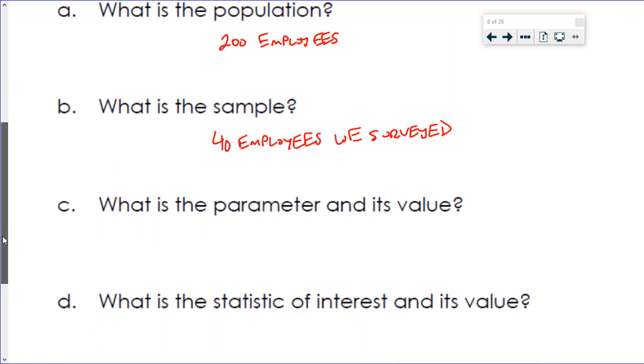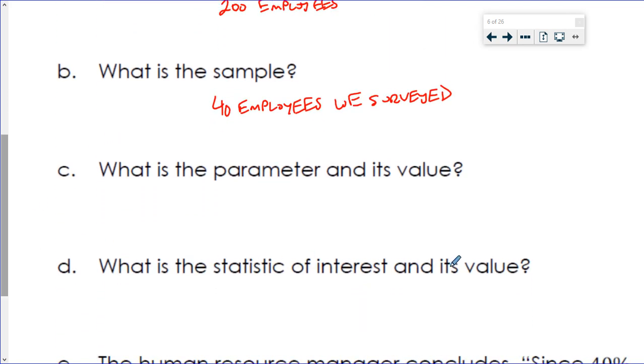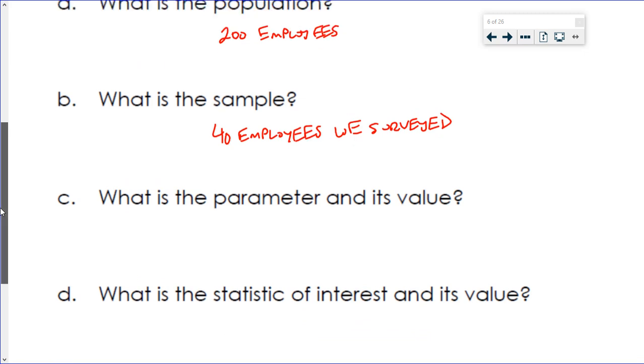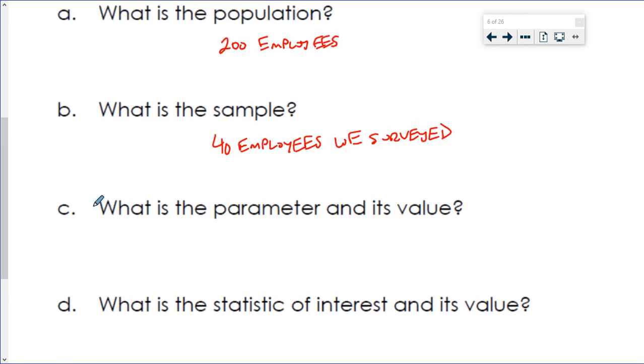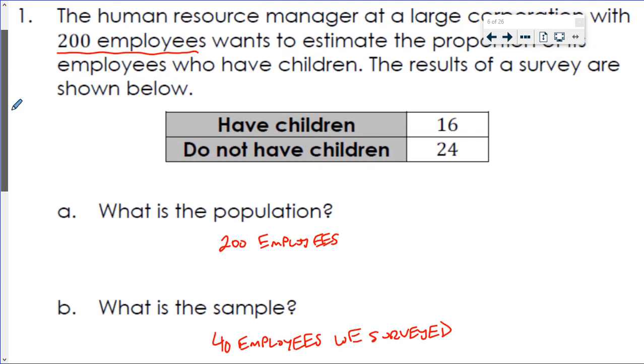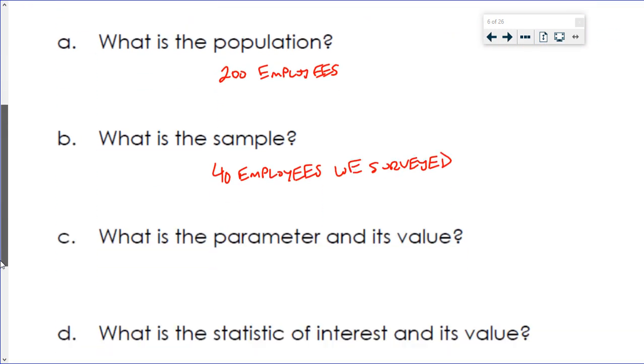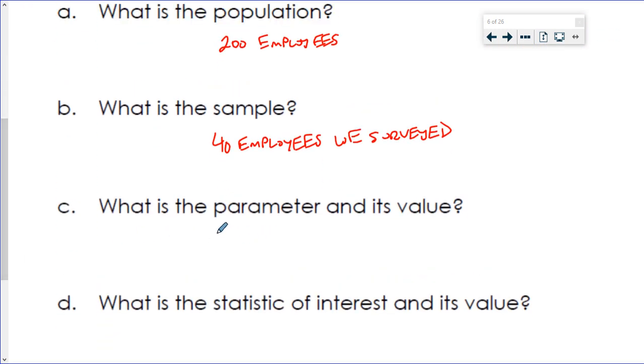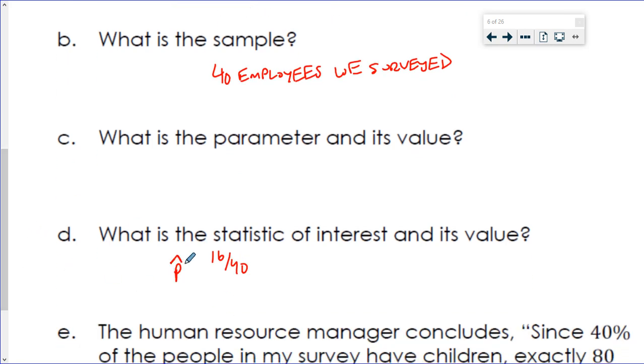All right. What is the statistic of interest and its value? Again, statistics apply to samples only. So we had 40 employees we surveyed. We're trying to figure out how many of them have children, and that appears to be 16. All right. So the statistic of interest would be 16 out of 40. That, of course, again, would be p hat. All right. And 16 out of 40, that's 8 out of 20, which is 4 out of 10, which is 40%.